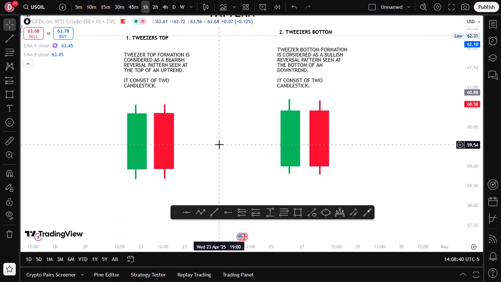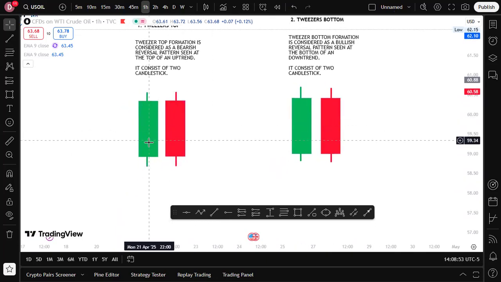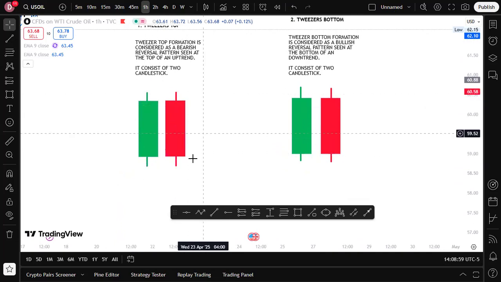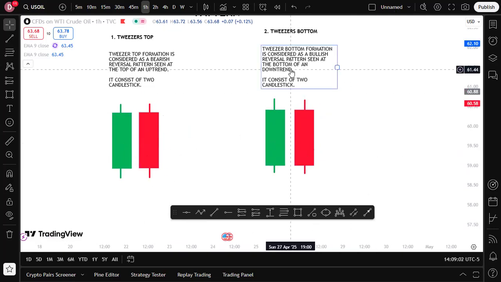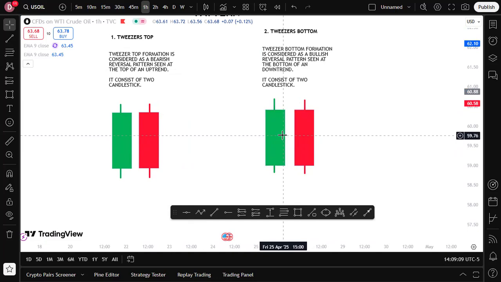So a tweezer top formation is considered a bearish reversal pattern seen at the top of an uptrend, and it consists of two candlesticks, where the first one will be the bullish candle and the second one will be the bearish candle. You can see their heights are almost at the same level. Then the tweezer bottom formation is considered a bullish reversal pattern.